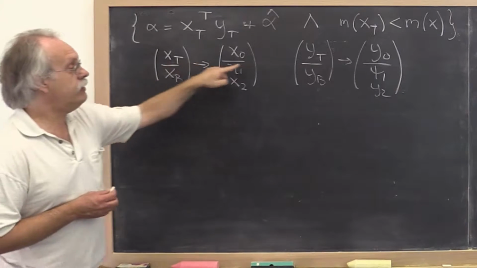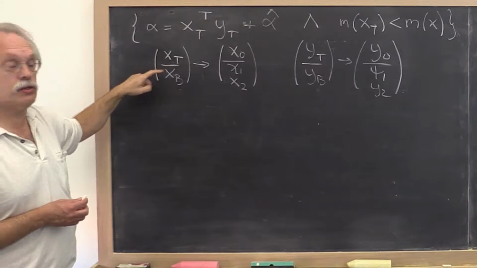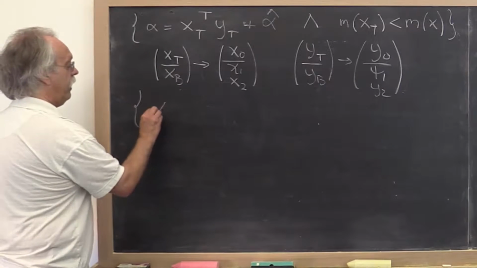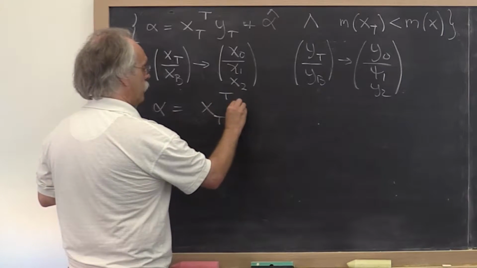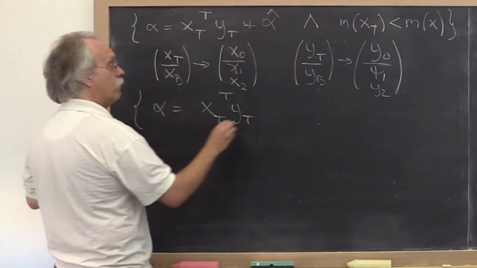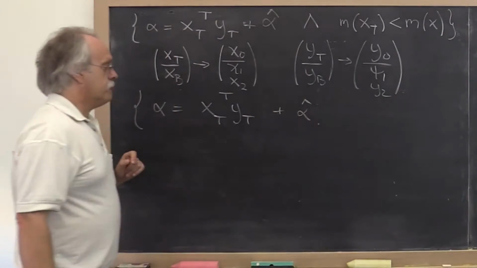Well, this is an indexing step. The contents of alpha don't change when we do this. So at this point, it's still the case that alpha is equal to x top transpose y top, the dot product of x top and y top, plus alpha hat. Okay?